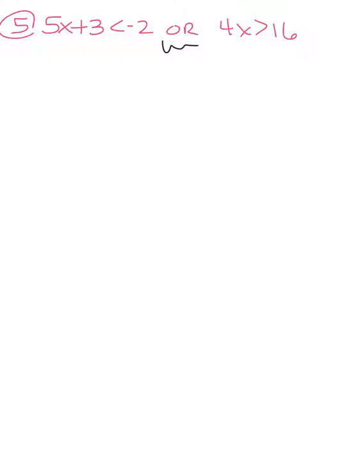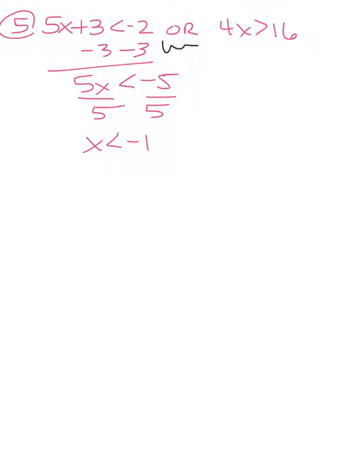So on the left-hand side, where I have 5x plus 3 is less than -2, I'm simply going to isolate that variable like I have in the past. I have 5x is less than -5. Divide both sides by 5, and I have x is less than -1. Now I need to bring down that or symbol because that's one part of this compound inequality, and I'll solve the other part. 4x is greater than 16. Divide both sides by 4, and I have x is greater than 4.